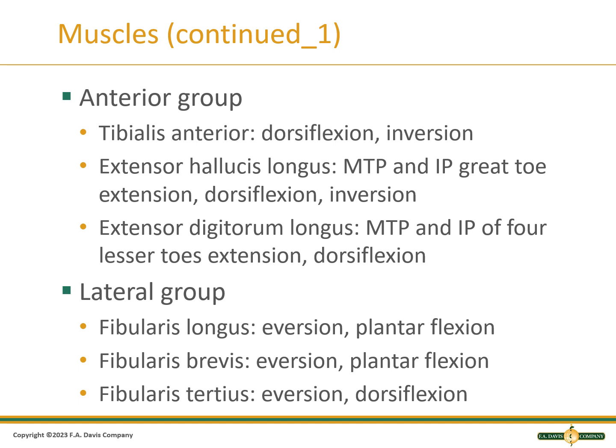Our anterior group is going to be made up of our tibialis anterior for dorsiflexion and inversion, extensor hallucis longus for MTP and IP great toe extension, dorsiflexion and inversion, and extensor digitorum longus for MTP and IP of the four lesser toes extension and dorsiflexion. And then our lateral group is going to be fibularis longus for eversion and plantar flexion, fibularis brevis for eversion and plantar flexion, and fibularis tertius for eversion and dorsiflexion.